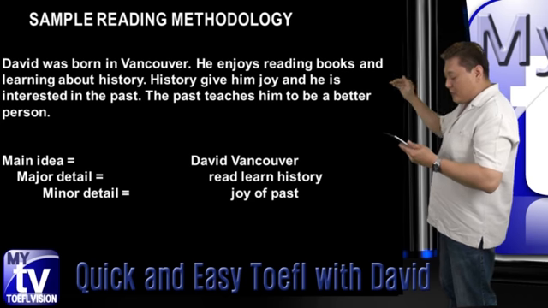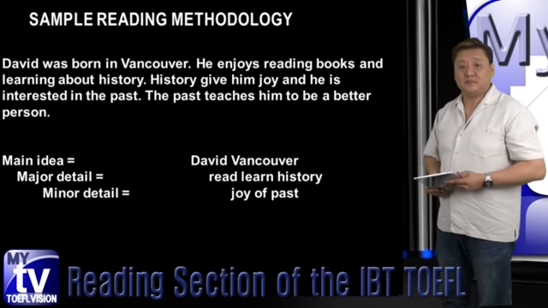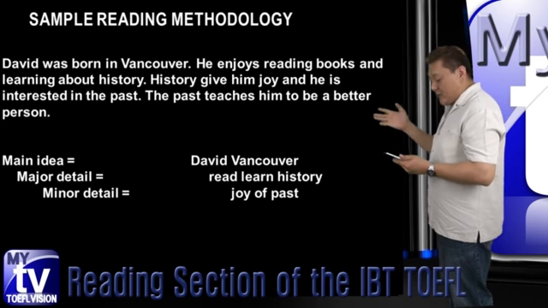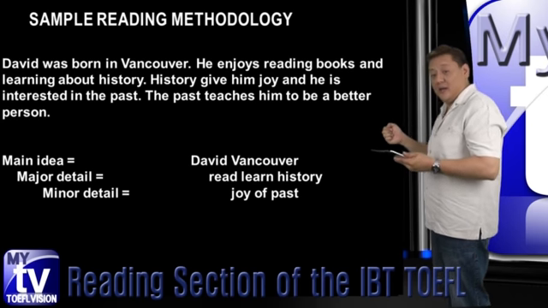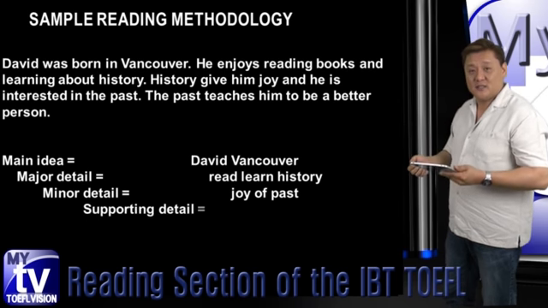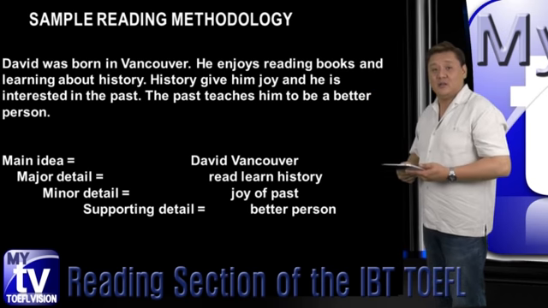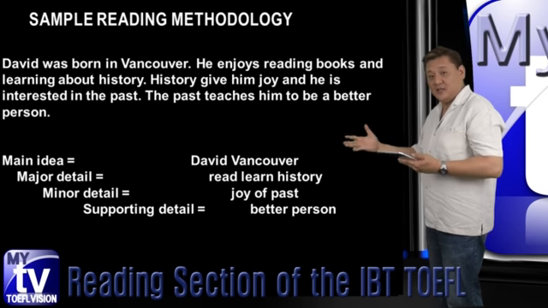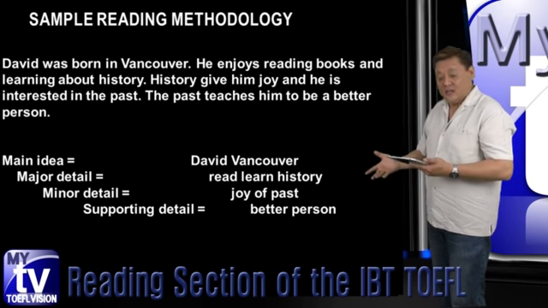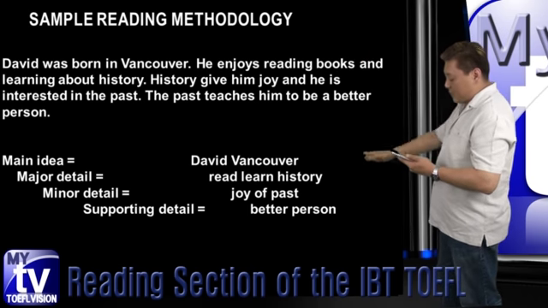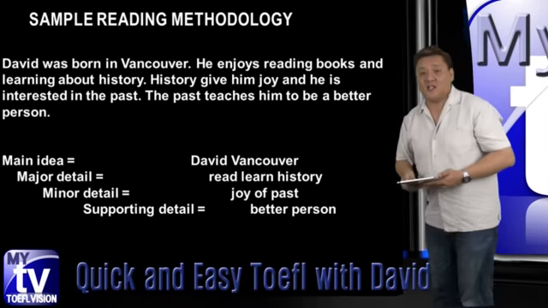Now let's go down one more time. Continue. The past teaches him to be a better person. Now, what is that talking about? Is that talking about history teaching him to be a better person? Yes. But it's supporting what? The joy of past. So basically now the better person is a supporting detail. It's giving an illustration of why history gives him joy and why he's interested in it. So now you can see how the angles form. Boom, boom, boom, boom. Great. This is an effective outline.